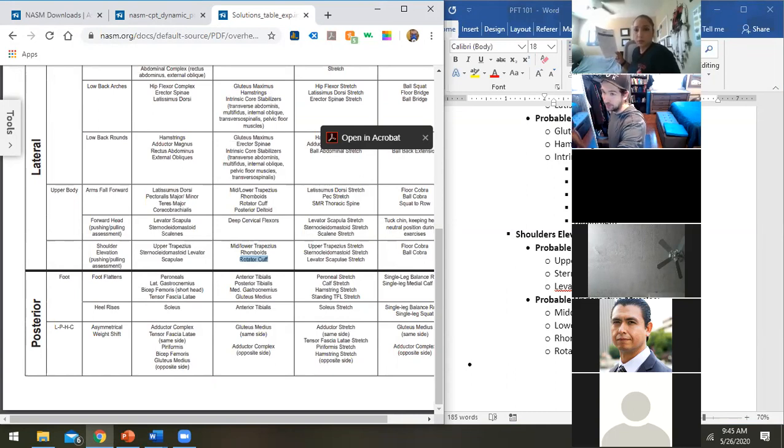I'll give you a hint. I'm kind of trapping you. It's almost a trick question. Come on. Go back to what we were looking at before, right? Intrinsic core stabilizers weren't working. What does my rotator cuff do?